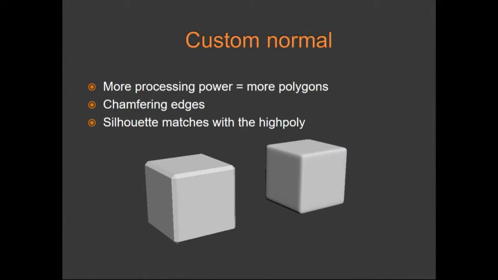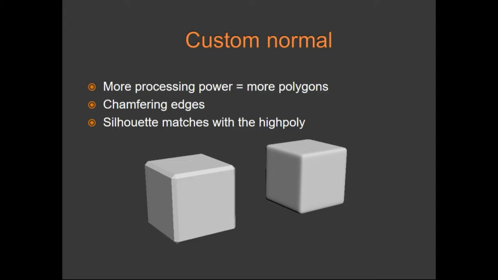So now we are trying to see if we could get away without using normal maps. With more processing power that we get basically each year, artists have the possibility to use more and more polygons in their work. And we have pretty much come to a point that we could just be chamfering edges. And not only would this create that nice curvature, it would also match the silhouette of the high-poly model a lot closer than the split cube.